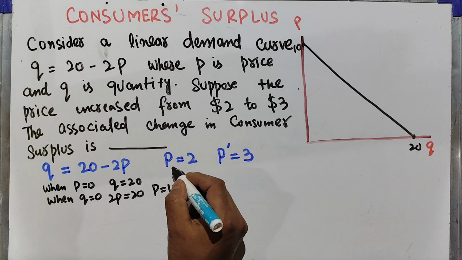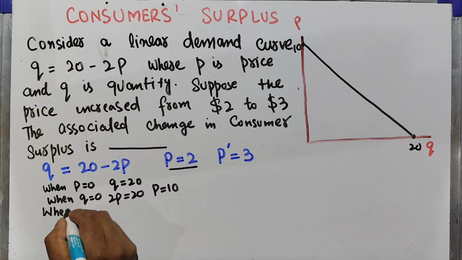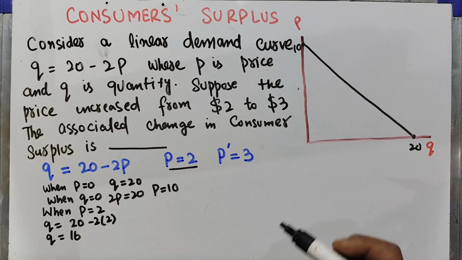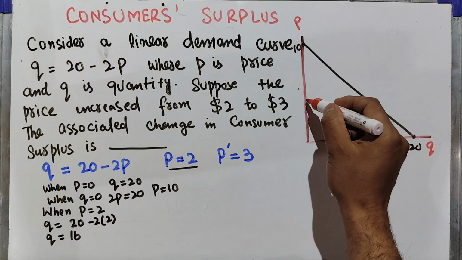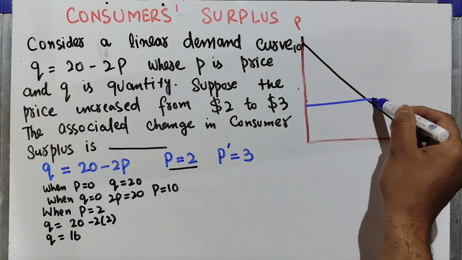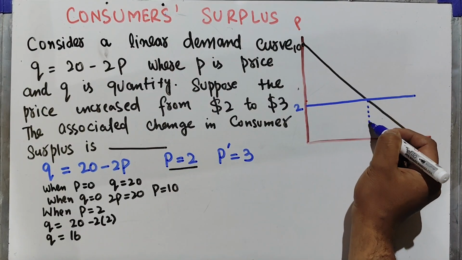Now we are being told that initially price is 2. So let us see what is the quantity demanded when price is equal to 2. Plug P is equal to 2 in the demand equation. So we have 2 into 2, so this is 20 minus 4, which comes out to be 16. So Q is equal to 16. Initially, when P is equal to 2, let us denote it like this. So when price is equal to 2, quantity demanded is equal to 16.